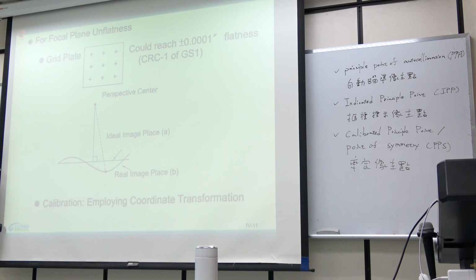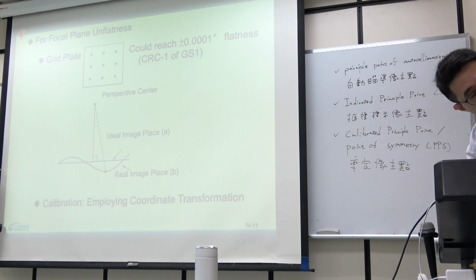Alright, so this is mainly for the focal plane unflatness, and like I said, nowadays we don't really care too much about this because we have the CCD array and also the CMOS array. So it's pretty flat. You don't need to take this part very seriously, but that was a big deal in the past.